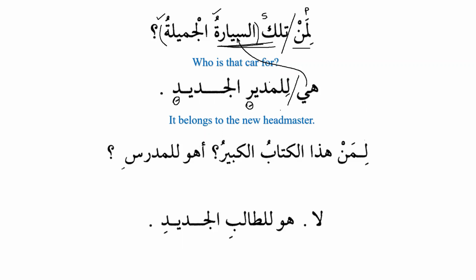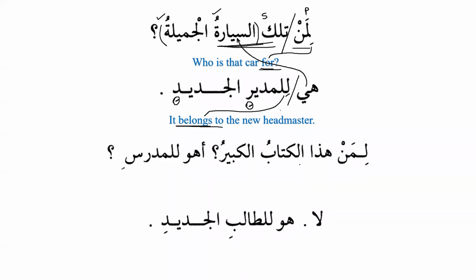So there are two possible translations. Number 1, we can translate it as 'for', and number 2, we can translate it as 'belongs to'. And I have put both of them over here so that we can familiarize ourselves that li can be translated as 'for', and it can also be translated as 'belongs to'. It belongs to the new headmaster. So we can see al-mudir al-jadid is also mawsuf sifa.